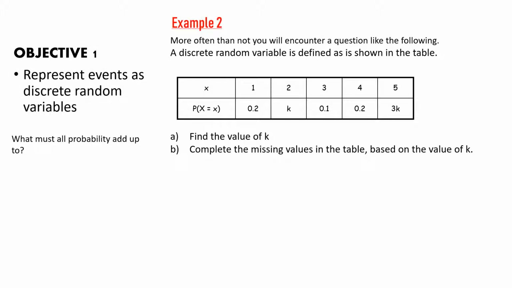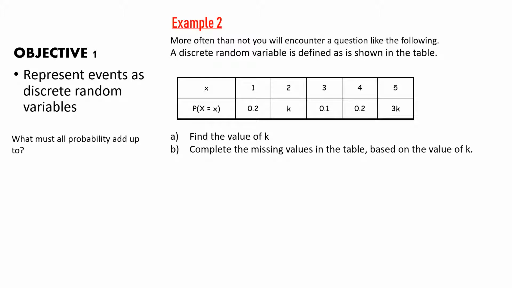So let's look at another example. Let's look at a more standard example. This is why we use the maths to do this and not necessarily the language. A discrete random variable is defined as shown in the table, and we're given the function. We're not told in what context. We're not told whether it's rolling a dice, because actually none of that really matters. All that we want to do is work out the probability. And we're given that there are 5 possibilities: a 1, a 2, a 3, a 4, and a 5.